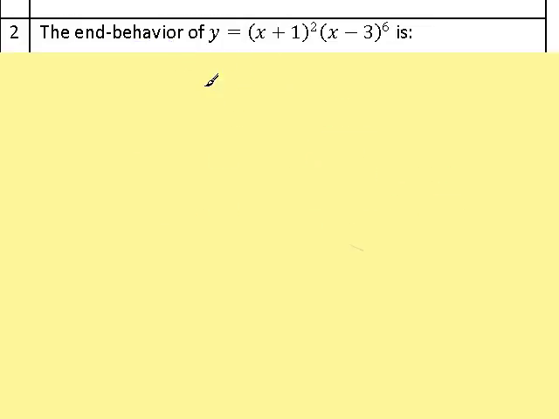Right, and number 2, let's find the leading term again. So here we have an x squared coming out of this first factor, and that's going to multiply an x to the 6th coming from the second factor. So the leading term is x to the 8th plus other terms that have lower exponents.